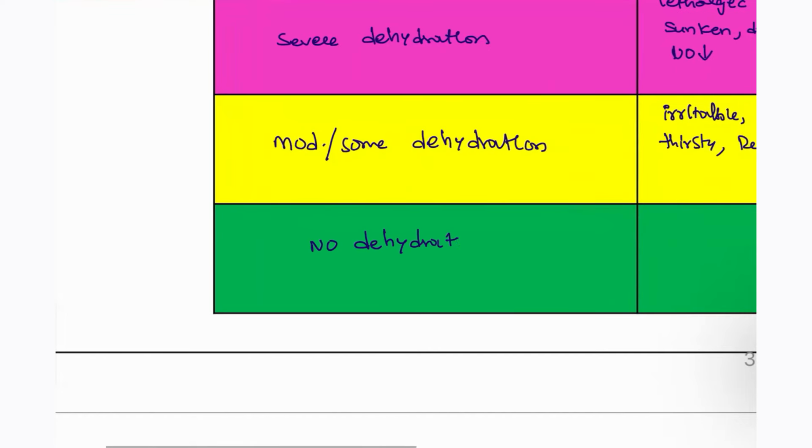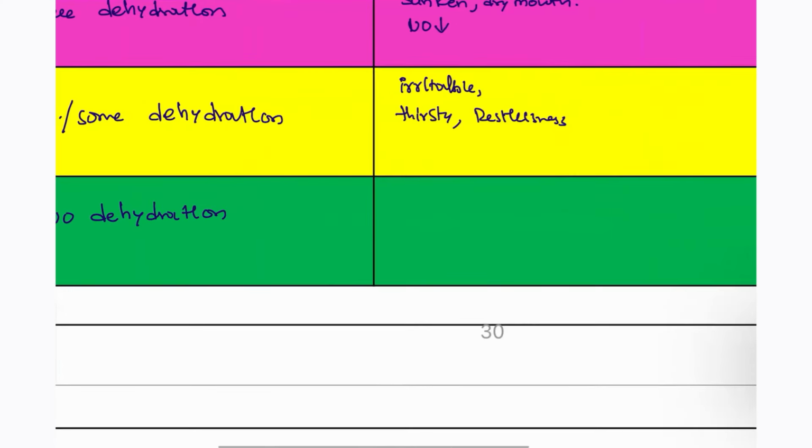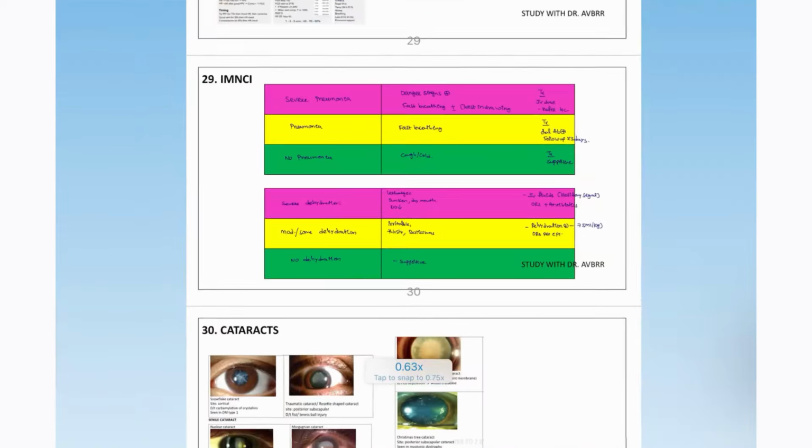Then complete no dehydration: in no dehydration, the patient will only have per-episode loose stools. For this patient the treatment will be supportive: breastfeeding, rice water, and ORS should be given. So these are the IMNC guidelines and the differences.